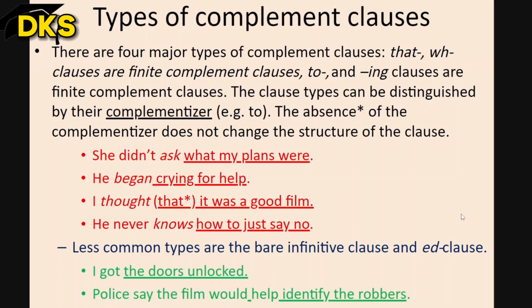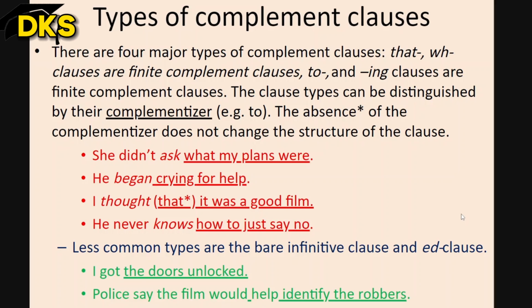There are two more types of complement clause. Less common types are the bare infinitive clause and ed clauses. Bare infinitive means that to will not be added, but after the verb there will be another verb without to. Police say the film would help identify the robbers. Would help identify. We can also say to identify, but would help identify. Identify is a bare infinitive.